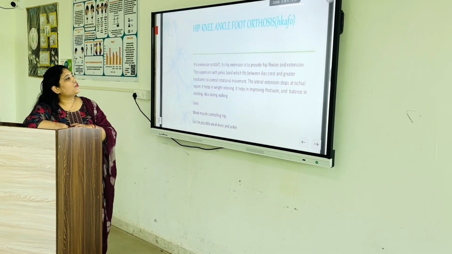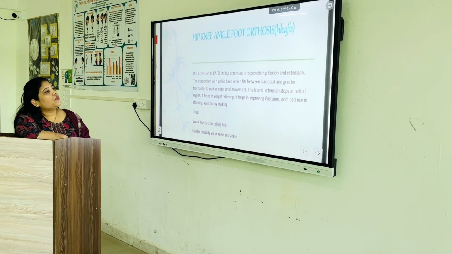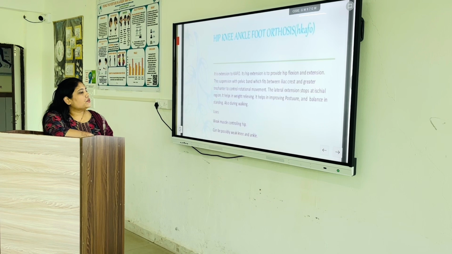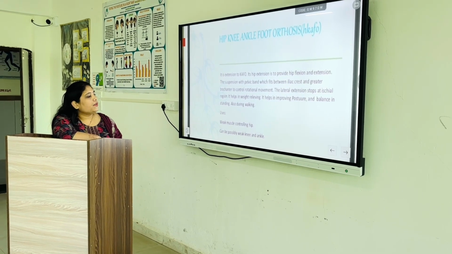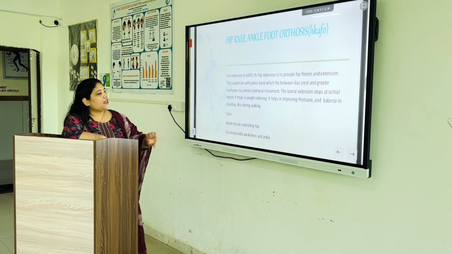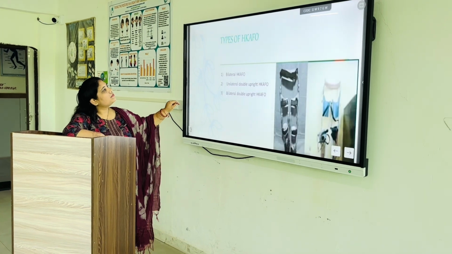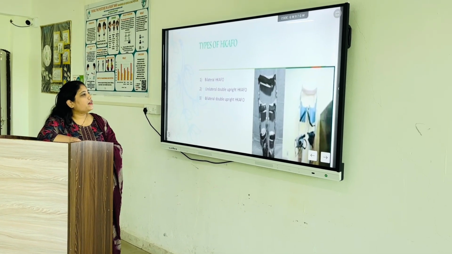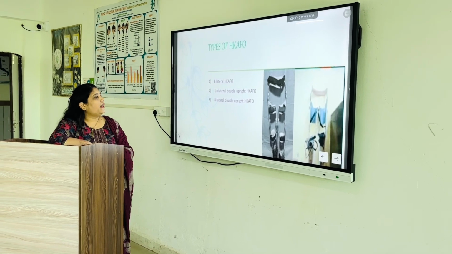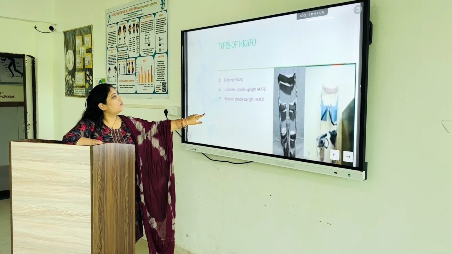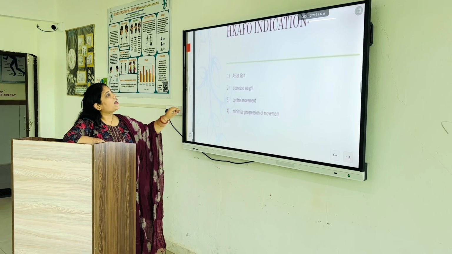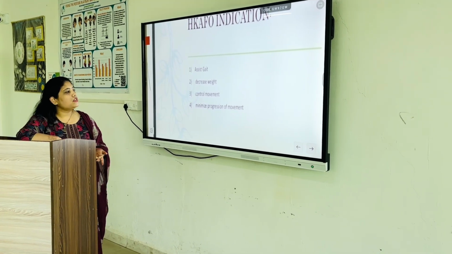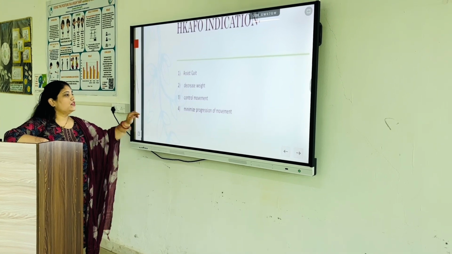Now, HKFO, it is an extension to KFO. Its hip extension is to provide hip flexion and extension. Uses are weak muscles controlling the hip and possibly weak knee and ankle. Types of HKFO are bilateral HKFO, unilateral double upright HKFO, bilateral double upright HKFO. HKFO indications are to assist gait, decrease weight, control movements, minimize progression of movement.